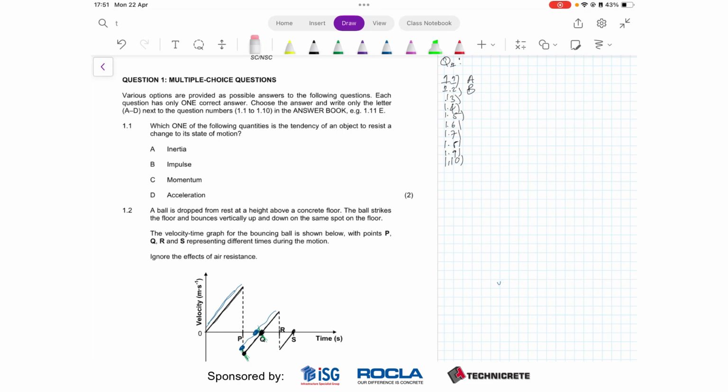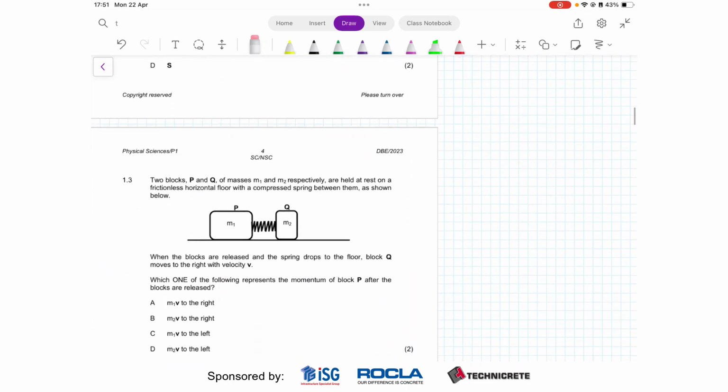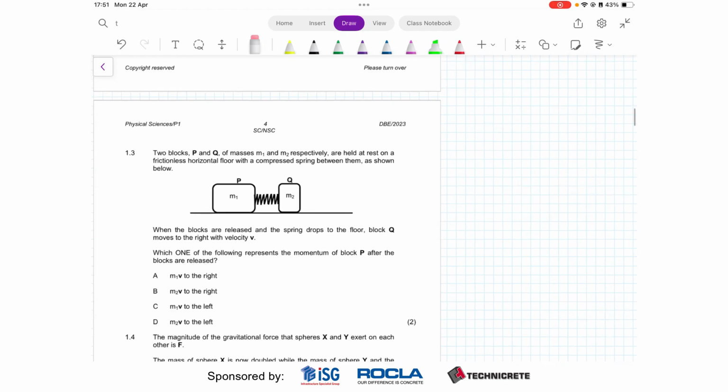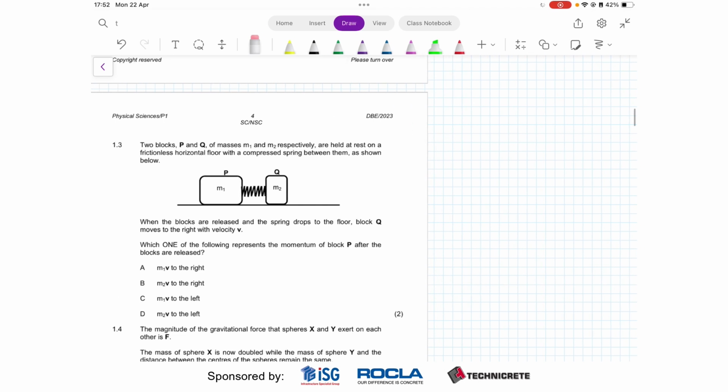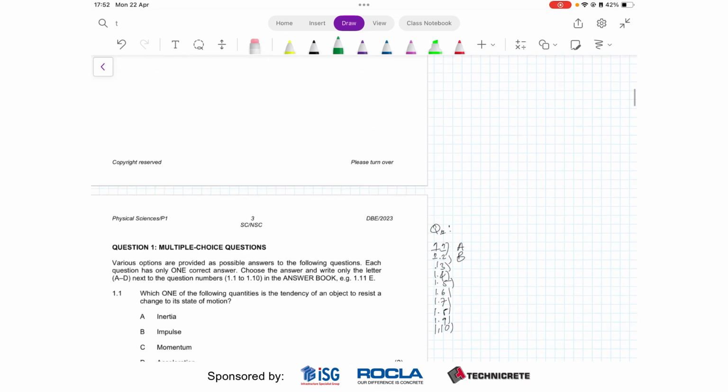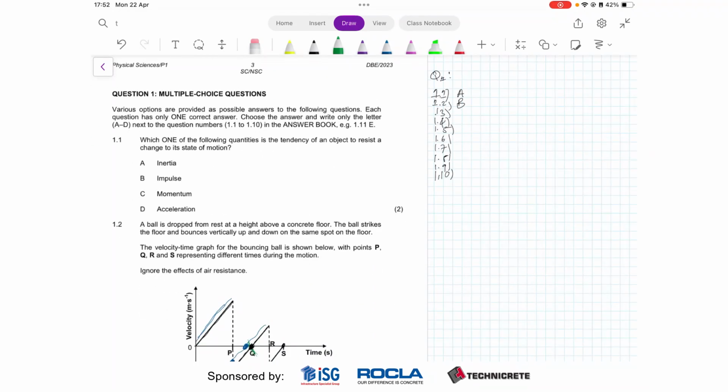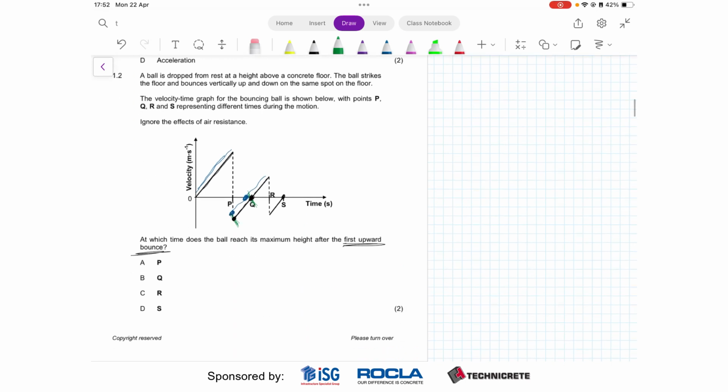Okay, let's look at 1.3. 1.3, two blocks P and Q of masses M1 and M2 respectively are held at rest on a frictionless horizontal floor with a compressed metal spring between them as shown below. Okay, so from now on I'm just gonna use the green pencil to circle in whatever is the right answer, instead of scrolling back up and writing back there again. So meaning for 1.1 the answer is A. For 1.2 the answer is B.